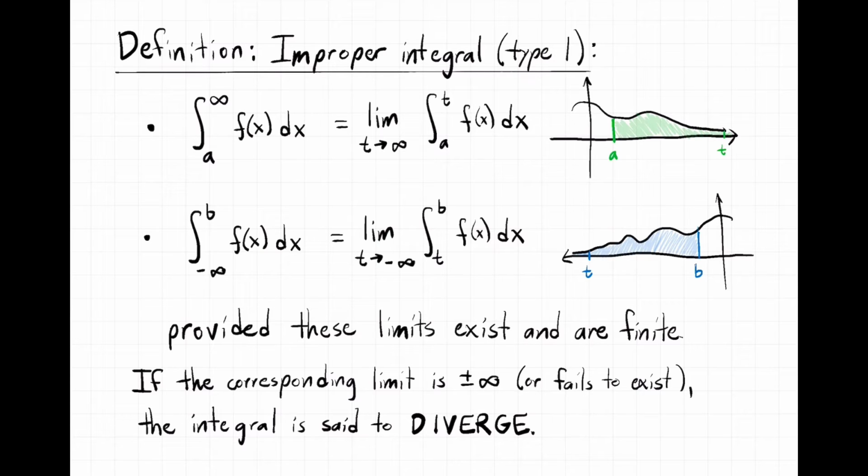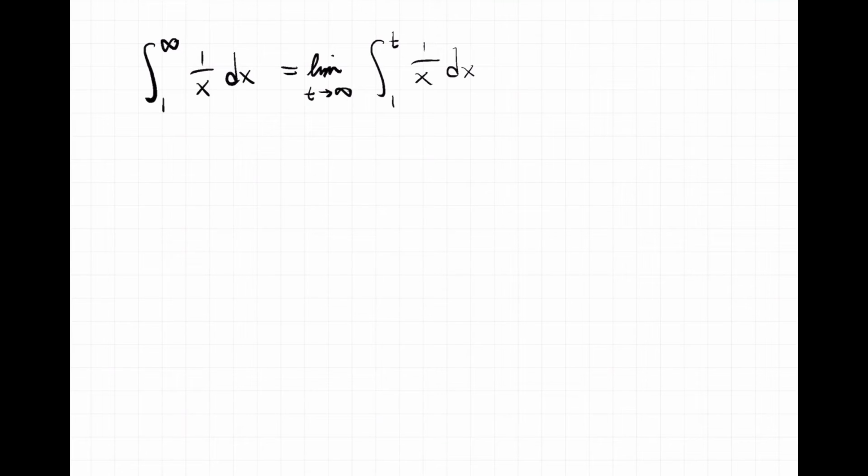So let's actually do this for our problem. We're looking for the integral from 1 to infinity of 1 over x dx. Now, this is a pretty easy integral to do, except don't forget that upper bound is infinity, and that's not really acceptable in an integral. So the first thing we should do is change that upper bound to a variable. Let's call it t, the integral from 1 to t of 1 over x dx. And we'll want to take the limit as t goes to infinity.